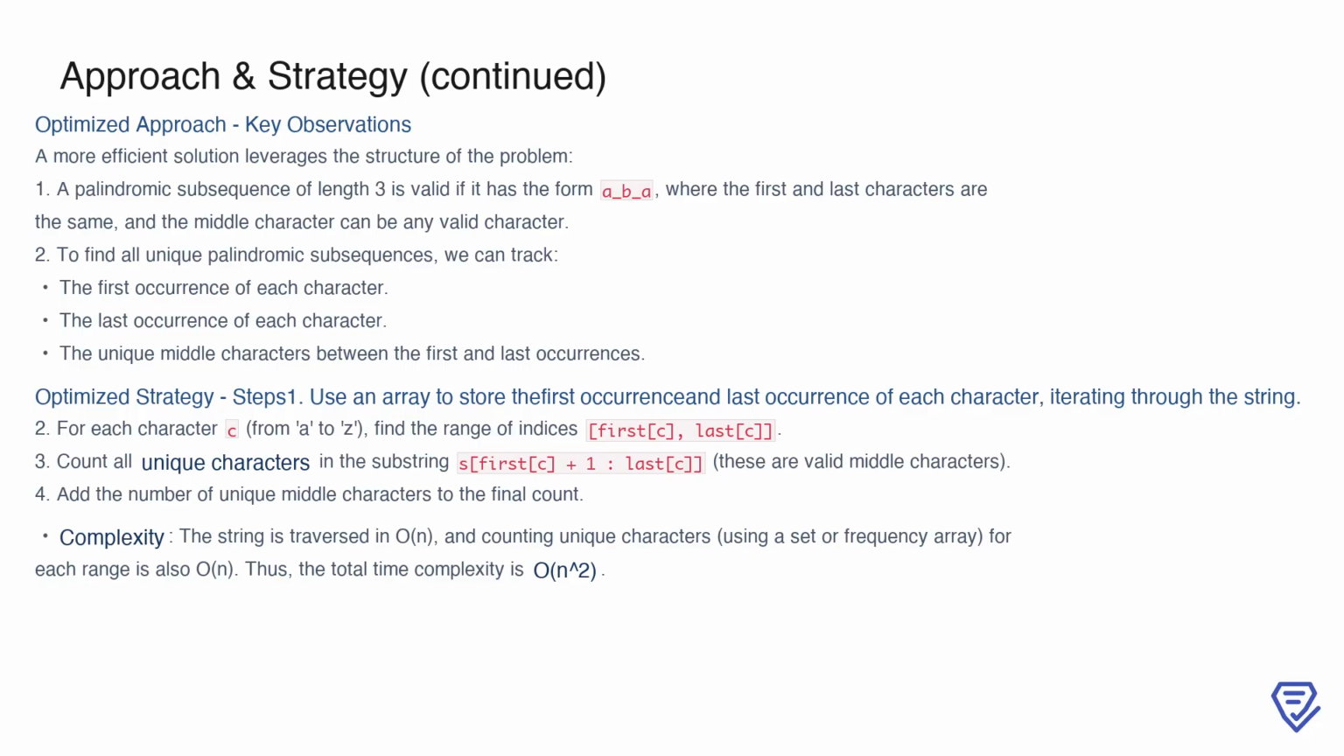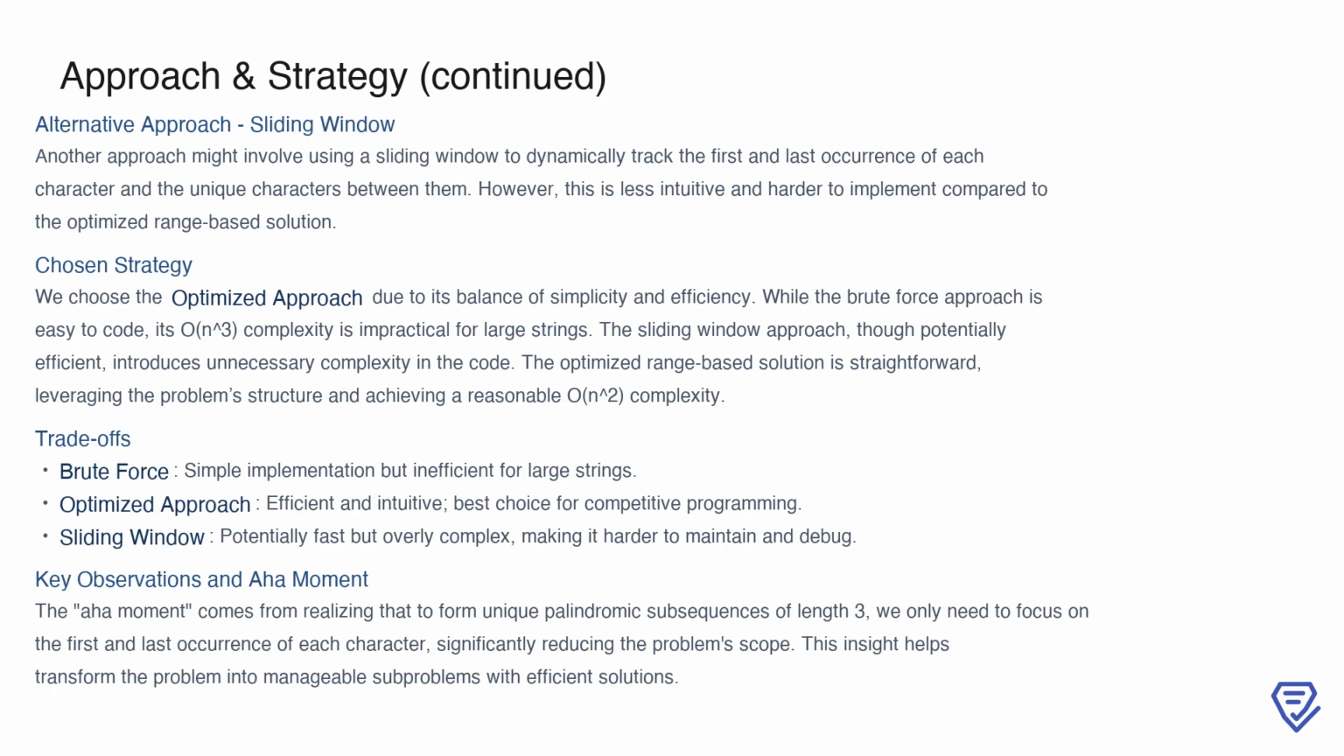This approach reduces the complexity considerably. Since we traverse the string once and count unique characters within each range, the overall complexity becomes O(n squared), which is a significant improvement over the brute force method. An alternative method could involve using a sliding window to dynamically track the first and last occurrence of each character and the unique characters between them. However, this approach is less intuitive and can be more challenging to implement compared to the range-based solution. Ultimately, we select the optimized range-based strategy for its simplicity and efficiency.